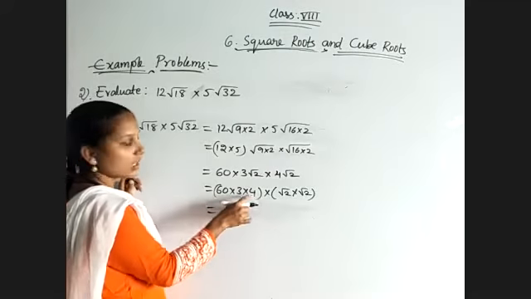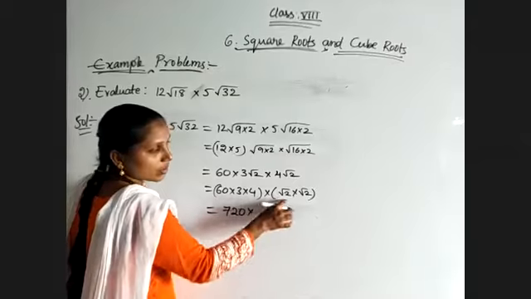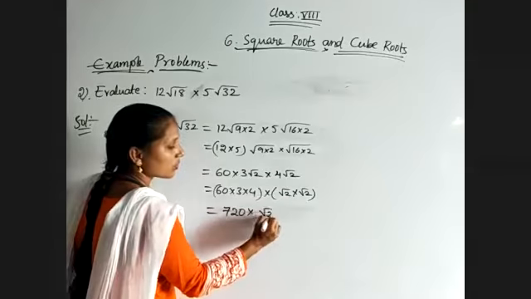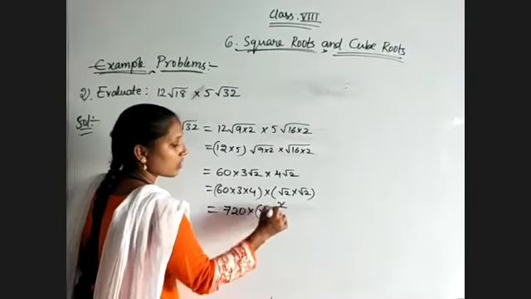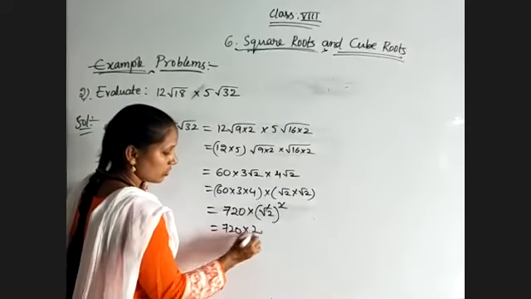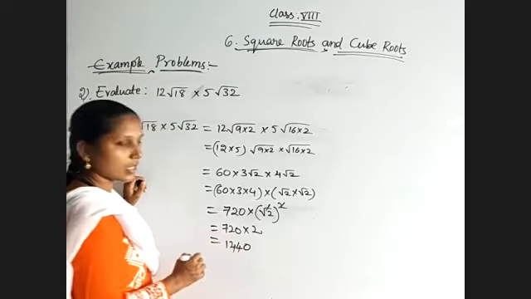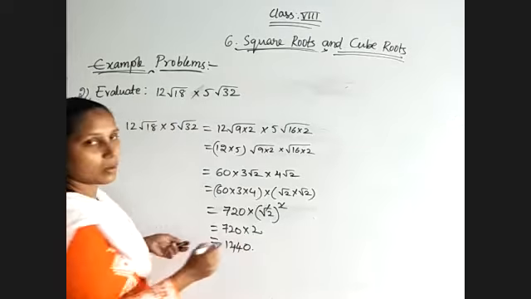3 4s are 12, 12 6s are 72, 720 into root 2 into root 2. Root 2 square, the square root will get cancelled, so that is 720 into 2. So 2 into 0, 0, 2 2s are 4, 2 7s are 14, 1440. Very simple problem. Just observe.